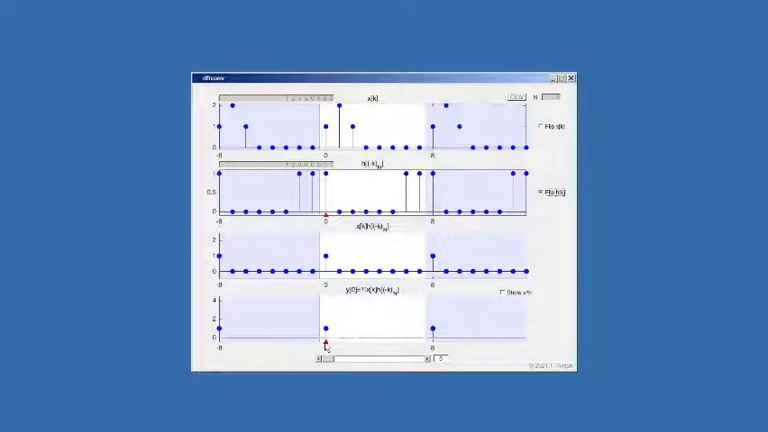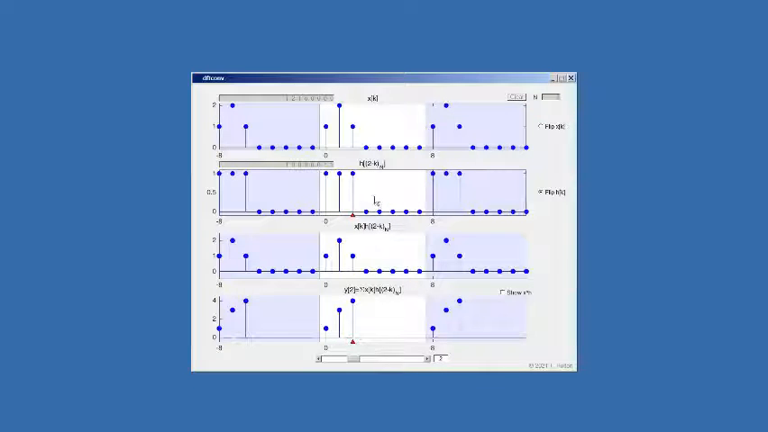To find the next value, y of 1, shift h of minus k to the right to form h of 1 minus k modulo n. To shift, either use the slider or enter a value in the edit box, or shift directly by dragging in one of the panels.